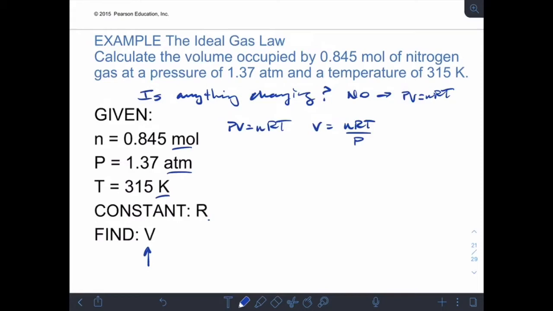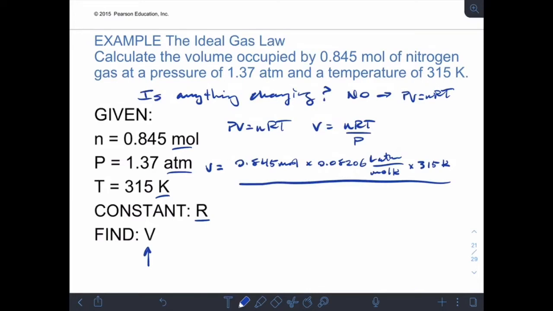Great. And I already know the value for R. That's a constant, so I always have that in my back pocket. So we have volume equals 0.845 moles times the gas constant, liters atmospheres over moles Kelvin, times our temperature in kelvins, 315 K, and all over the pressure, 1.37 atmospheres.